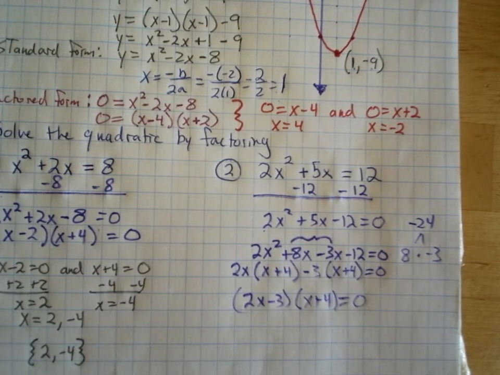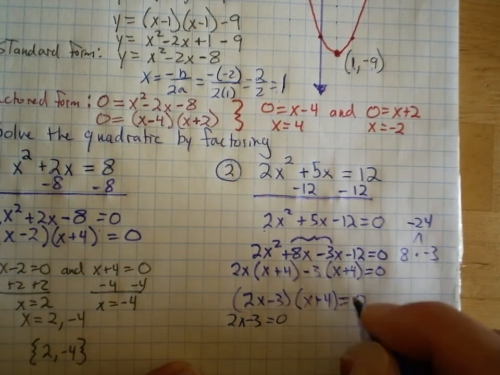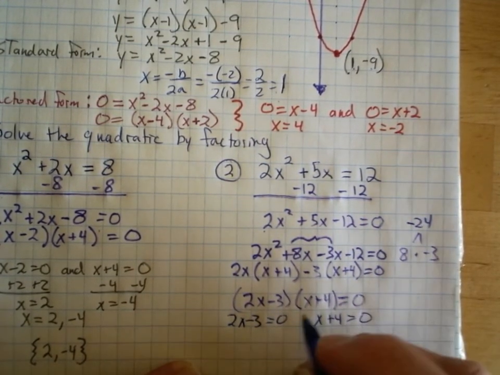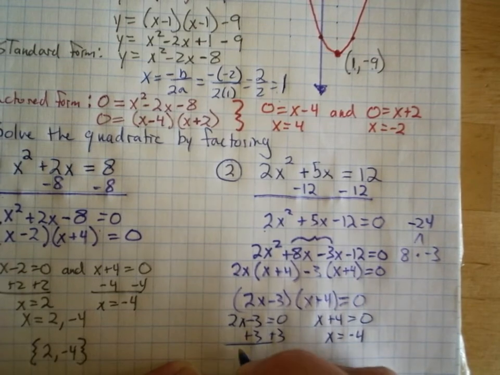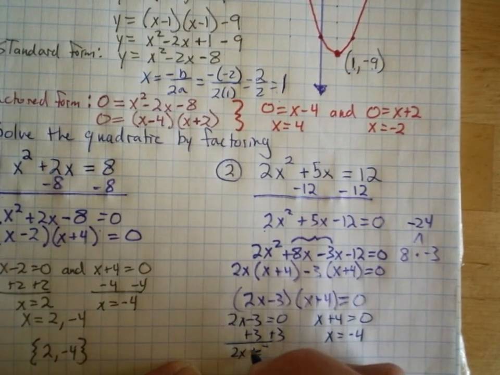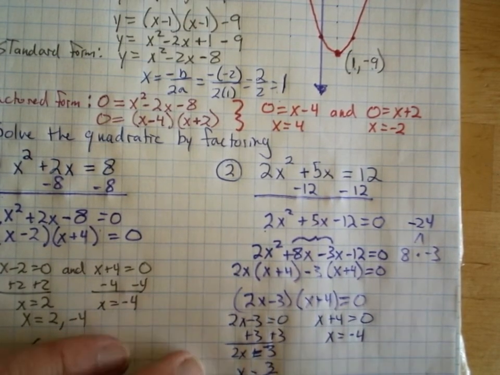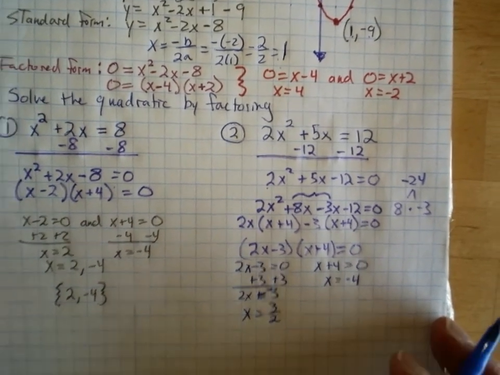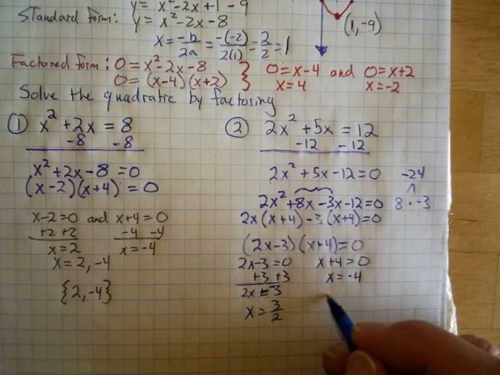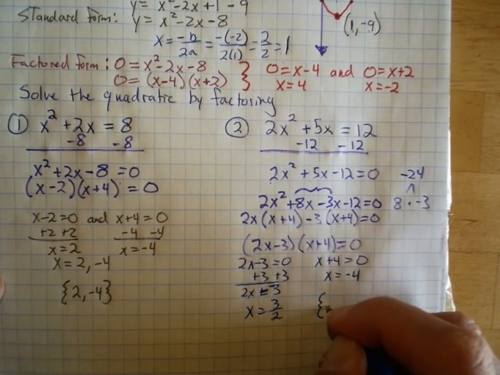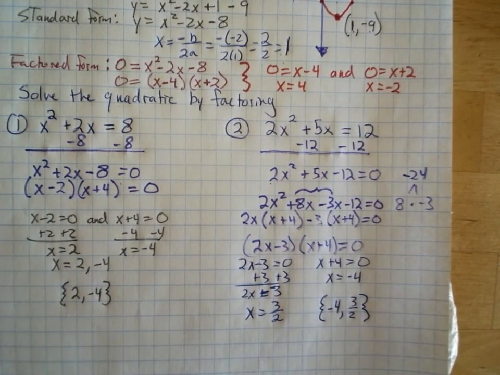And to finish up the problem, you would just set both of those equal to 0. So you'd have 2x minus 3 equals 0 and x plus 4 equals 0. So over here, you know that x equals negative 4. You'd have to add 3 to both sides to get 2x equals 3, right? Or that x equals 3 over 2. Do not worry about turning that into a mixed number. Keep it as an improper fraction. So then these would be your two answers. Your solution set would be then this. Okay?